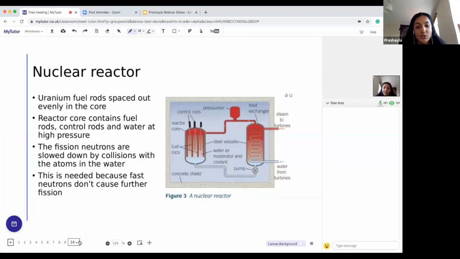The reason that we want to slow them down is because they can then be used in new fission events. High velocity neutrons are useless. They do not produce more fission events. The only way that we can keep producing fission events is by slowing our neutrons down. And the way that we slow our neutrons down is with water, because it collides with those neutrons and makes them slow down.